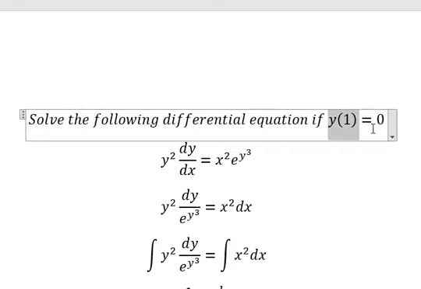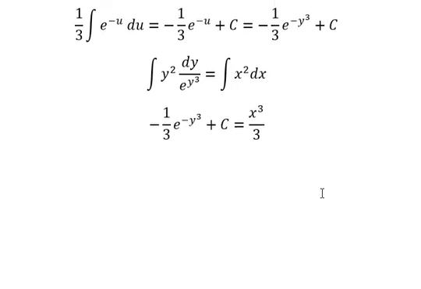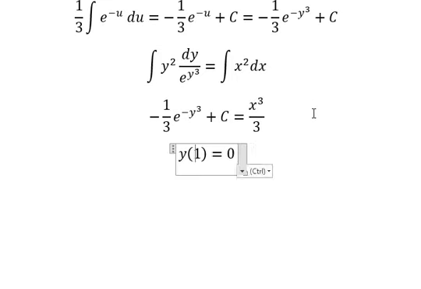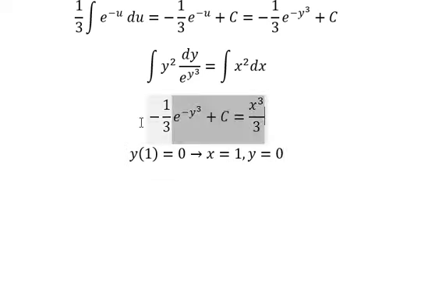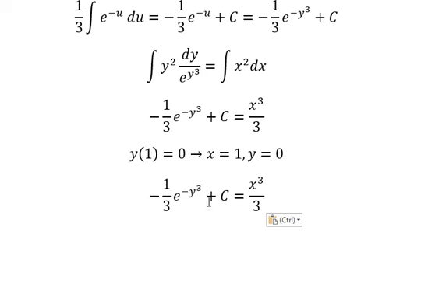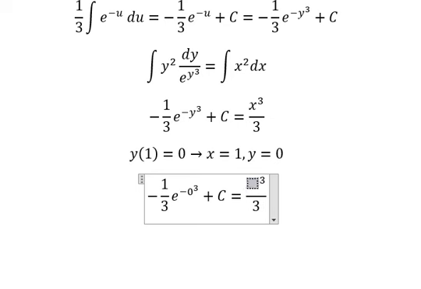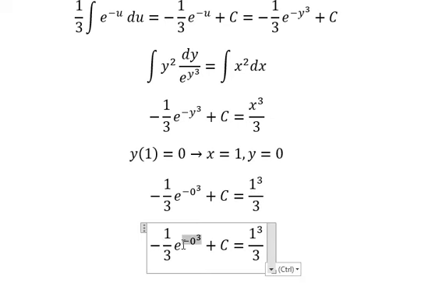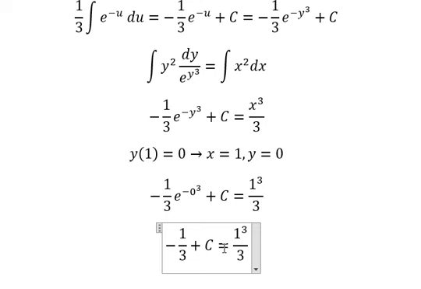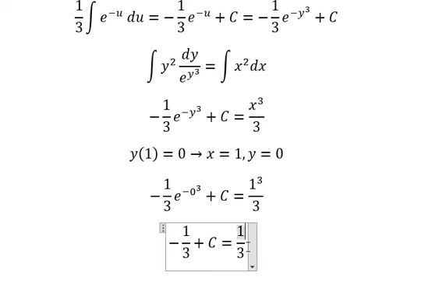Now we have the conditions. When s equals number 1, y equals number 0. So I will put number 0 here, number 1 here. And this one we have number 1. This one we have number 1.